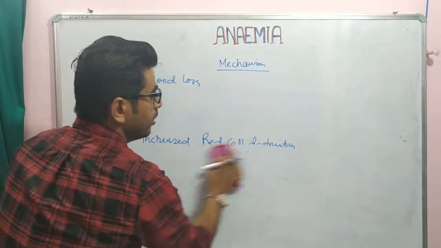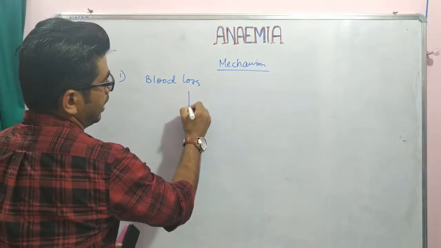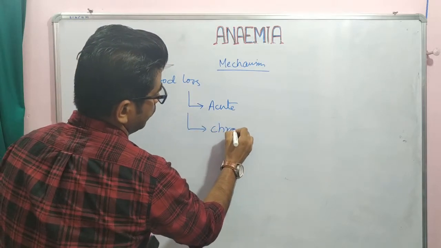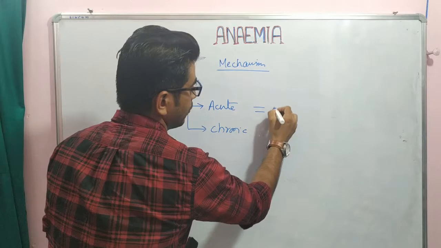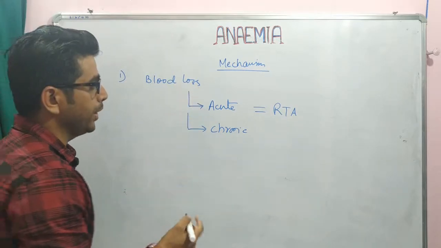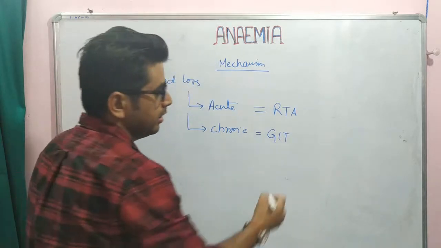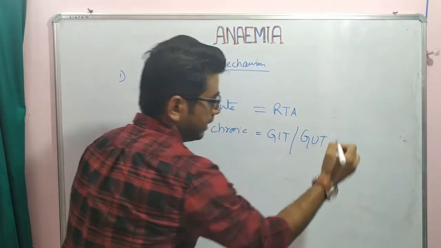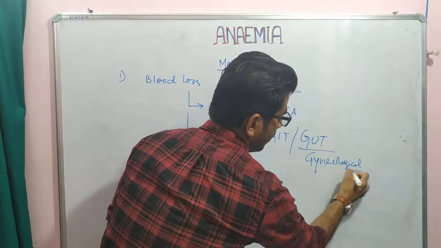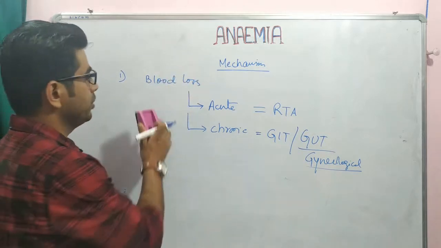So first of all, let us discuss the blood loss. The blood loss may be acute blood loss or chronic blood loss. In acute blood loss, we get it mostly in road traffic accidents. There will be acute loss of blood leading to anemia. And in chronic, we get it in GIT lesions, even genitourinary tract lesions, mostly gynecological problems like menorrhagia, leading to chronic blood loss and anemia. So this is the first heading.